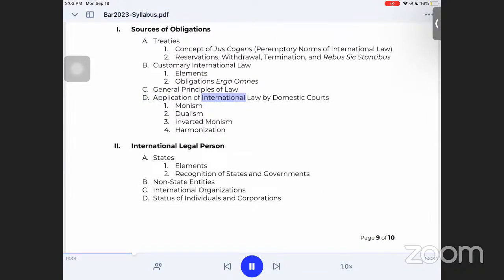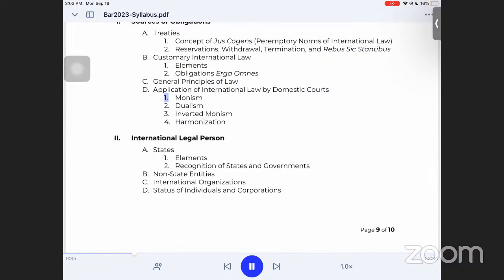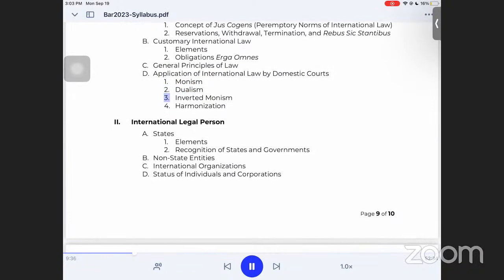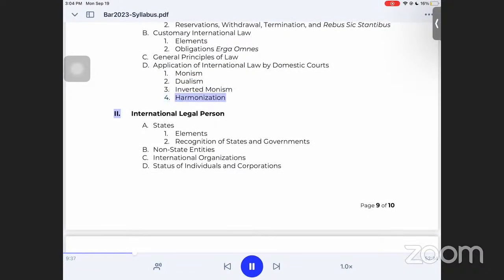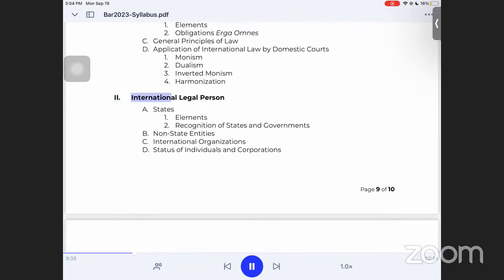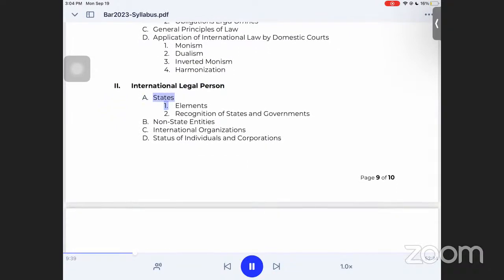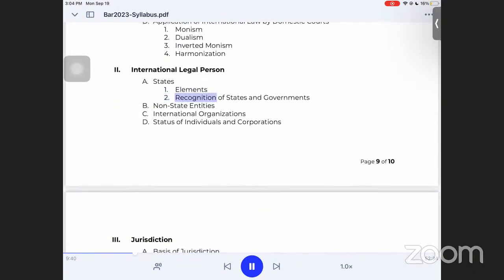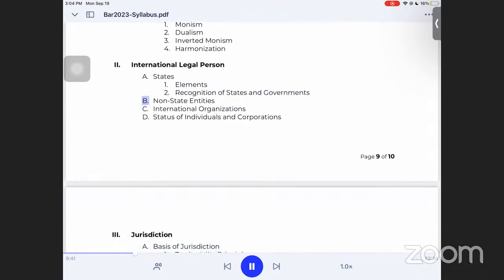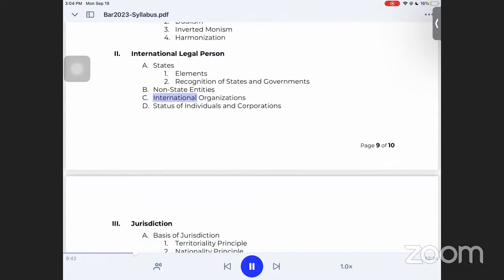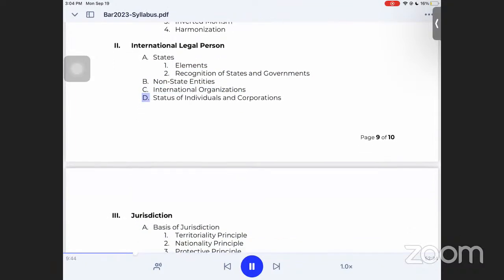D. Application of international law by domestic courts. 1. Monism. 2. Dualism. 3. Inverted monism. 4. Harmonization. 2. International legal person. A. States. 1. Elements. 2. Recognition of states and governments. B. Non-state entities. C. International organizations. D. Status of individuals and corporations.